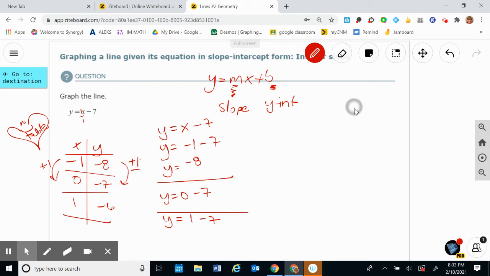I am going to show you something. Let's see, negative 1, negative 8. I'm going to put it here, 0, negative 7, and 1, negative 6. Okay, so the idea here is that, look, it went up 1 over 1, up 1 over 1. Yes, my drawing is not that great because I don't have an official grid, but you get the idea.